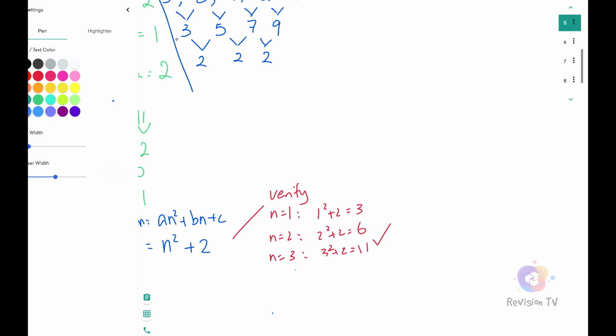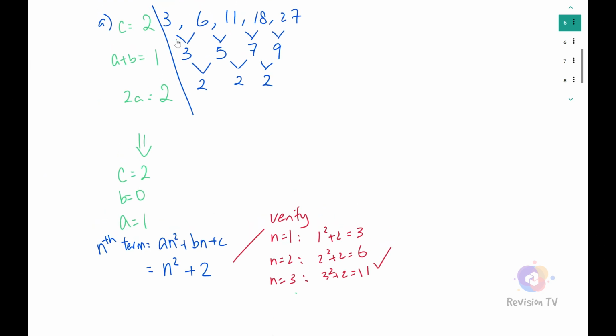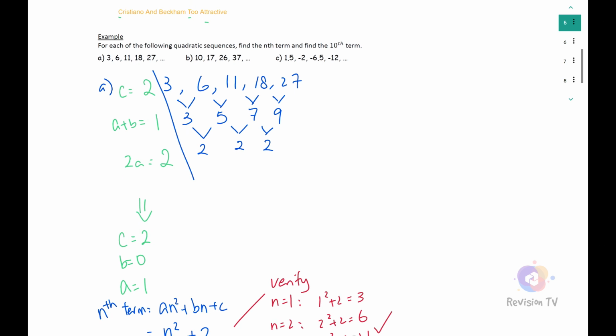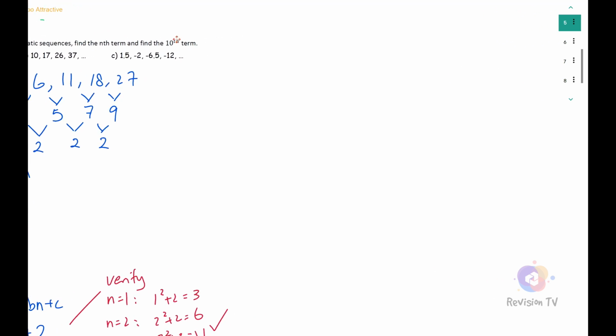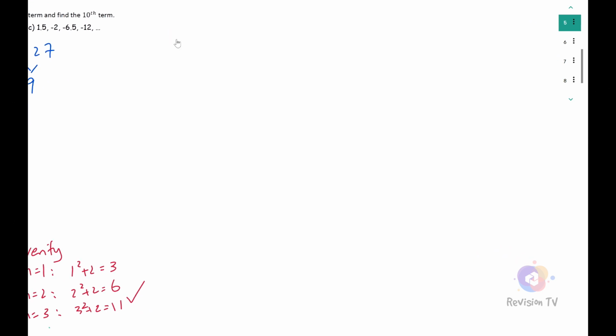Last but not least, when you find the 10th term, we sub in n equals 10 in there, so 10 squared plus 2, 100 plus 2, 102. Okay. Question B: 10, 17, 26, 37. Let's do it on the side in here. Question B: 10, 17, 26, and 37.